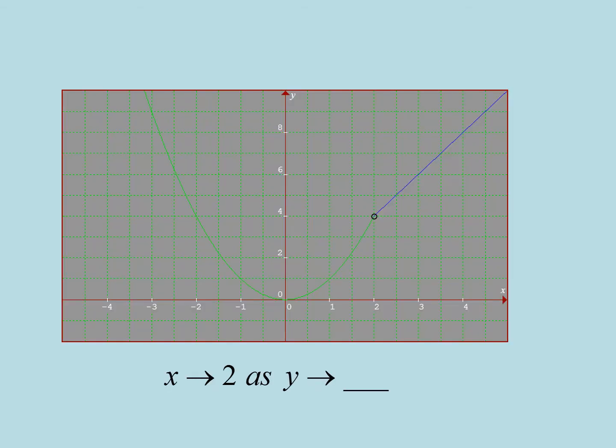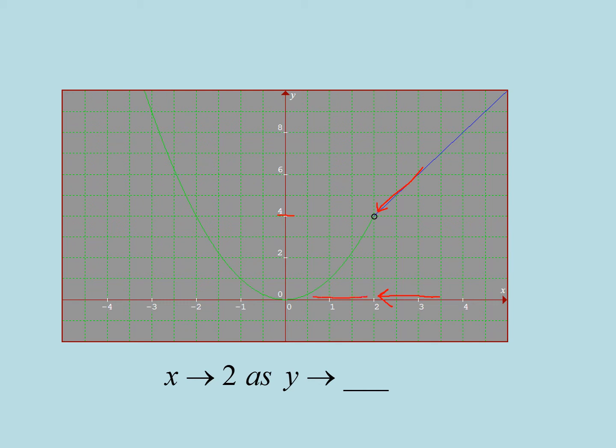Okay, here's another graph. Notice this graph, at x equals 2, it appears that the function is undefined. There's an open circle. But we're going to do the exact same analysis anyways. Let's approach 2 from the right side of 2. Let's look at what the y values are approaching. The y values are approaching 4.